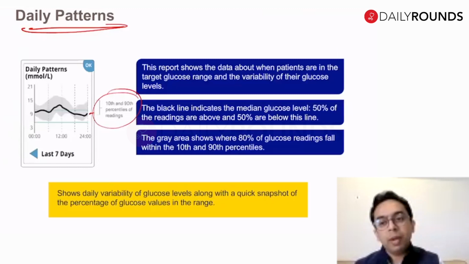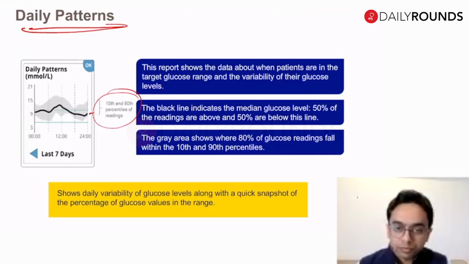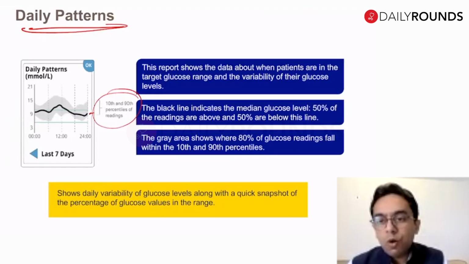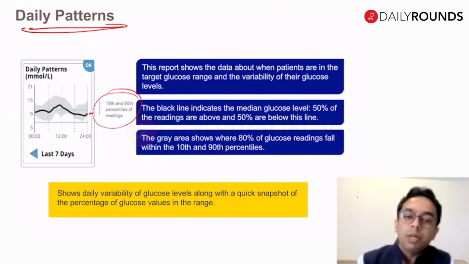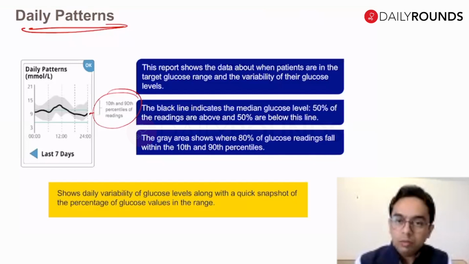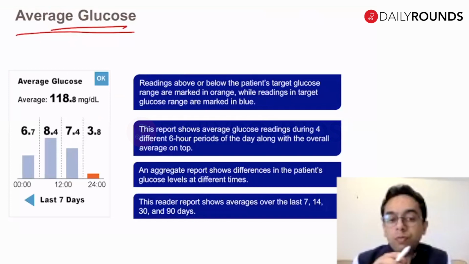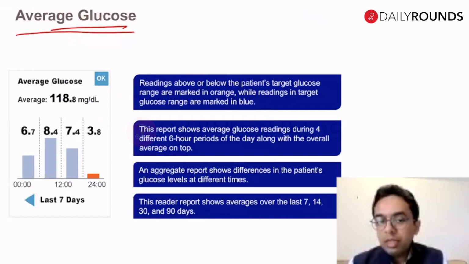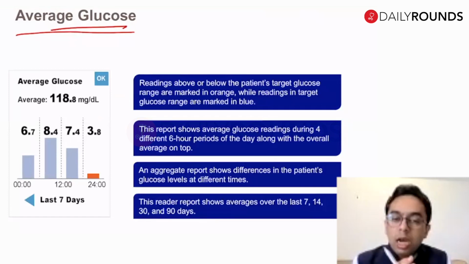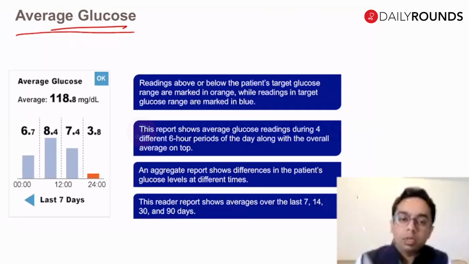Here, the daily pattern is averaged over 7, 14, whatever you have selected, and it will give you the variation for that. So 80% of the readings will fall in this 10 to 90 percentile. That means 80% of the readings are within this range. Then it will also give you average sugar for every 6 hours. Again, for that 7, 14, 30, 90 days, it is dividing into 4 quartiles of 6 hours, and it is giving you average blood sugar during that 6 hours, during that past 1 week or 2 weeks, 4 weeks, all those things.